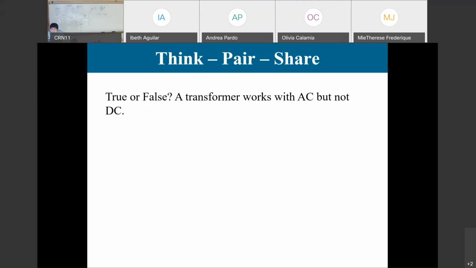True or false? A transformer works with AC, but not DC. That's true. By the way, a transformer is always plugged into households. Households do not receive DC. And there is no point in using a transformer on a DC voltage, because it's constant. You can just change the setting and you reduce it. However, can you transform AC to DC?